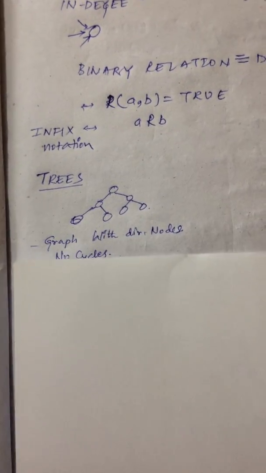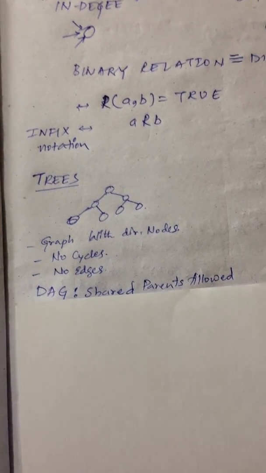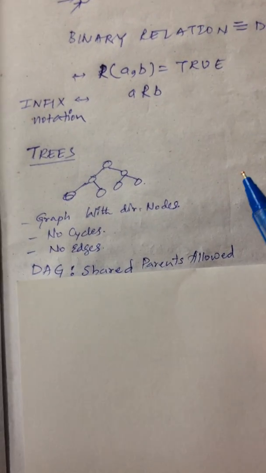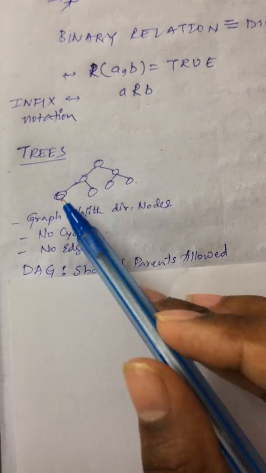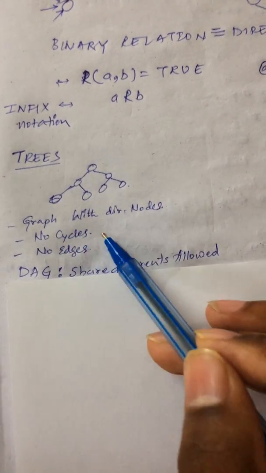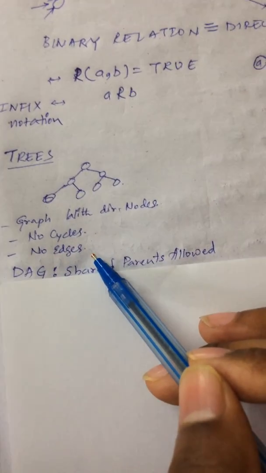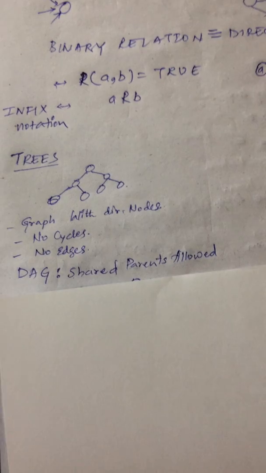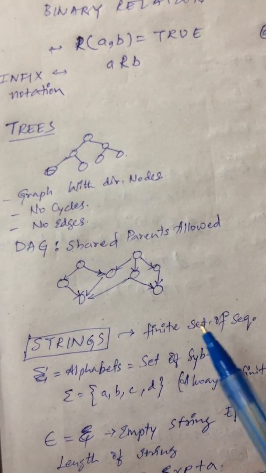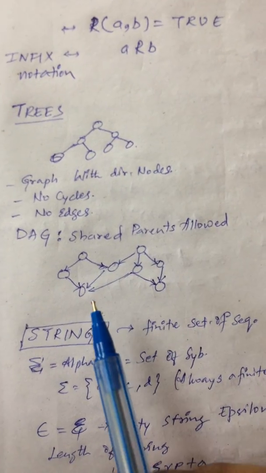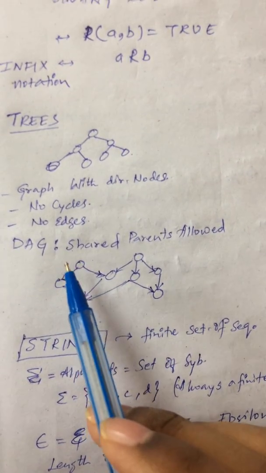And then we are familiar with trees. A tree is a kind of graph with directed edges and no cycles. And next we have directed acyclic graphs, directed acyclic trees, in which we cannot form a cycle.